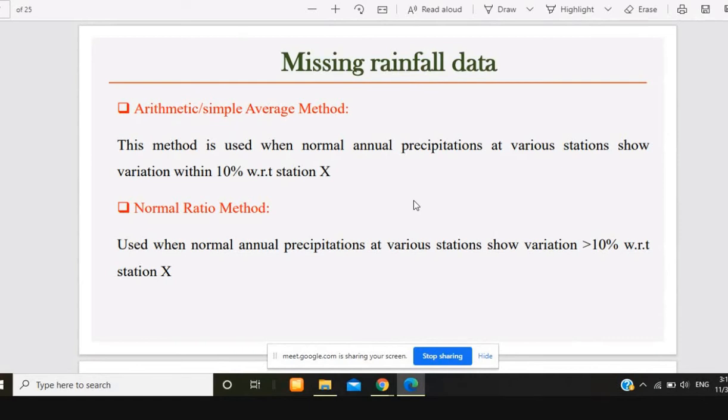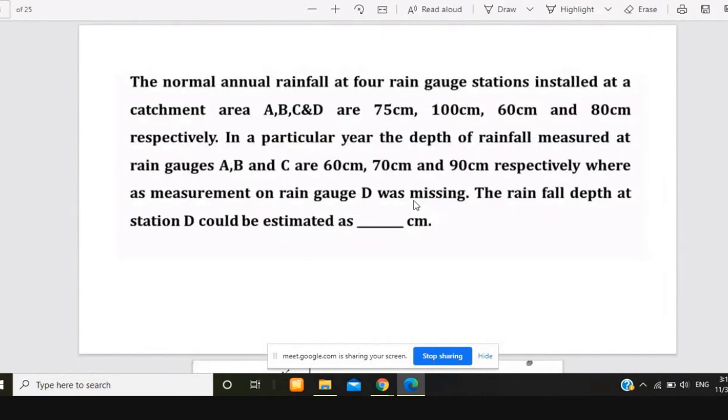So in that case, to know which method to be applied, we should find out the variation of that data, whether it is coming within the 10% of the normal annual rainfall data or whether it is more than that variation. If it is within that variation, we will be using the simple average, and if it is more than that variation, we will be using the normal ratio method. So this method I will explain within a problem, so it will be clear for you.